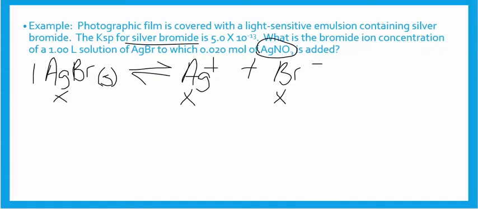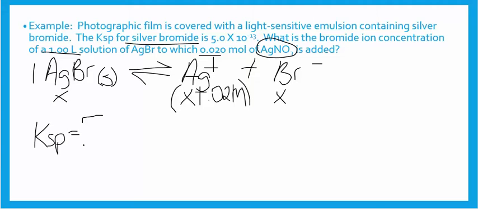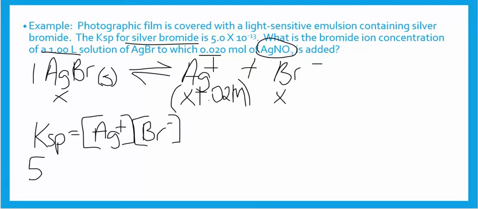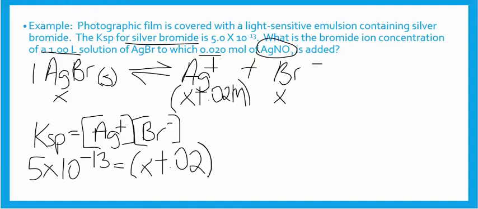So instead of silver just being x, it's going to be x plus whatever my concentration is, which is 0.02 moles in 1 liter. So plus 0.02 molar. That's the concentration for silver. So when I set up my Ksp expression, Ksp is going to be equal to silver ion concentration times bromide. Ksp we're given 5 times 10 to the negative 13th. Silver is x plus 0.02, and bromide is x.